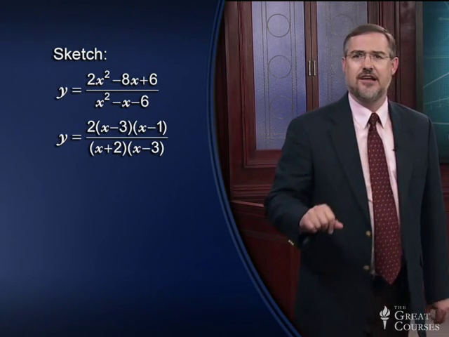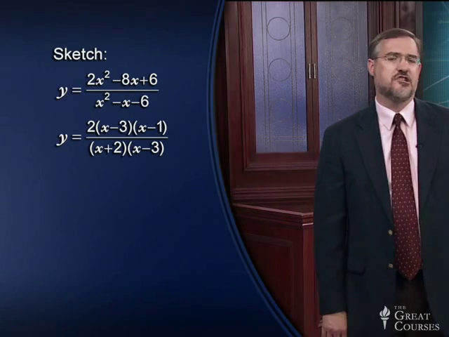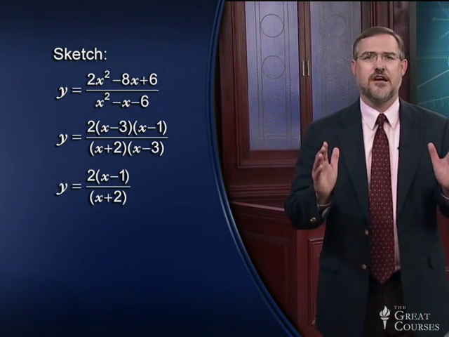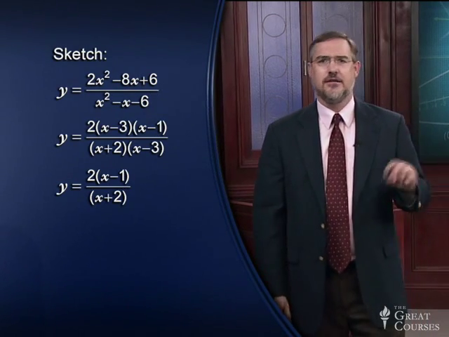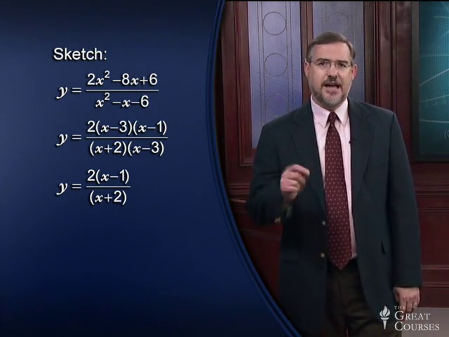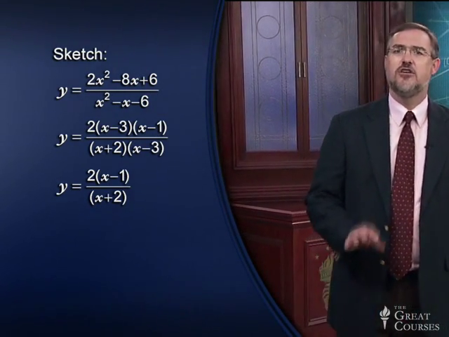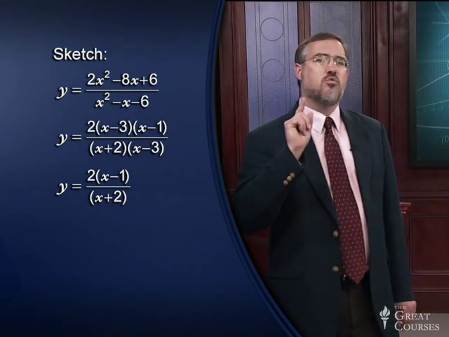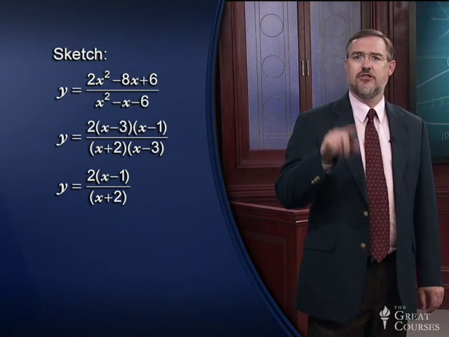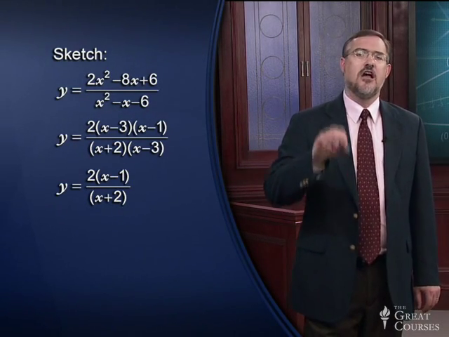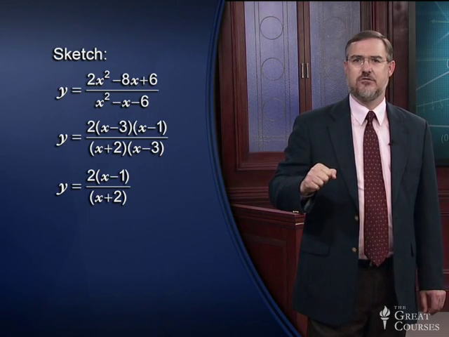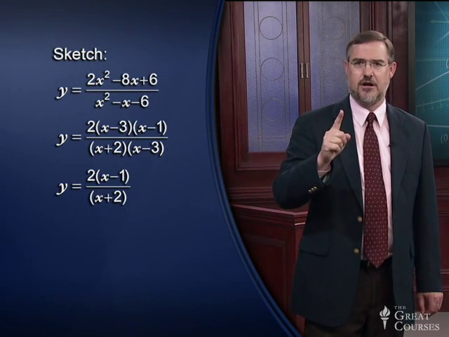And now you can cancel, and you see that you have an x minus 3 to cancel, so the function really looks like 2 times the quantity x minus 1 divided by x plus 2. Now you've canceled those x minus 3's, and that's fine. Just don't forget that x equals 3 is not in the domain. And there's one other thing that you need to remember now that you've canceled those x minus 3's. There is not a vertical asymptote at x equals 3. It's important for you to keep that in mind.